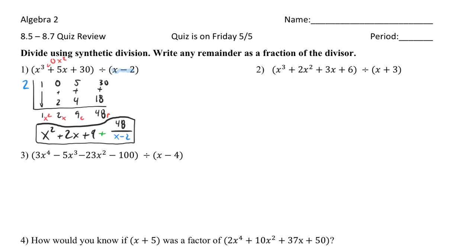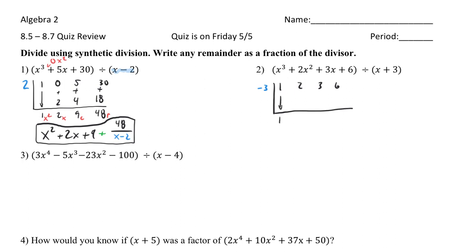Let's look at another one. First thing I want to do is check for gaps in the dividend. So 3, 2, 1, 0, no gaps. I'm going to draw my half box. I've got 1x cubed, 2x squared, 3x, and 6. I want the 0 of the divisor, so I'm going to take a negative 3 here.